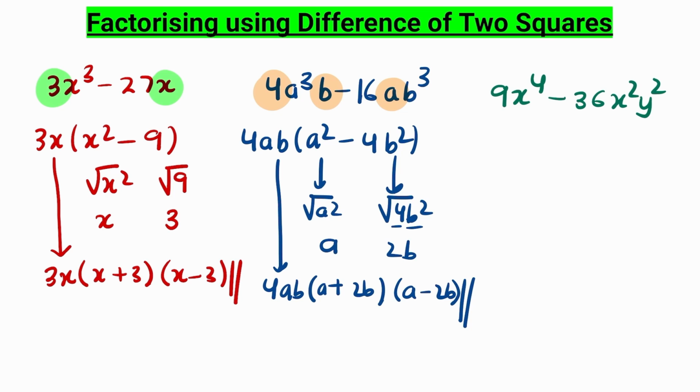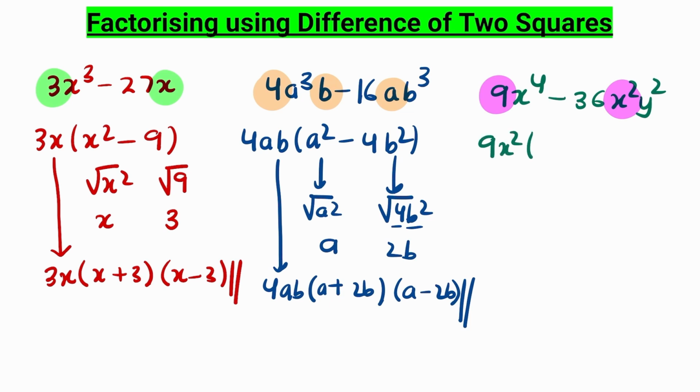Try to identify the common factors here. The common factors here are 9 and x squared. 36 is divisible by 9. 36 divided by 9 is 4. So 9 is also a common factor. Now we can take 9x squared out as a common factor.